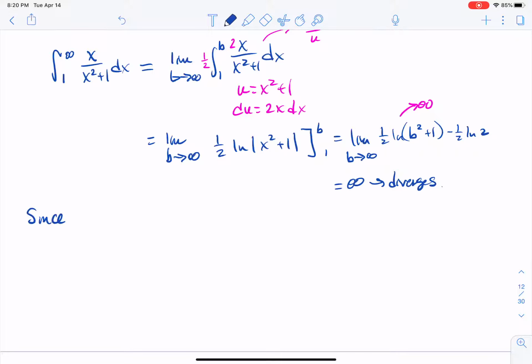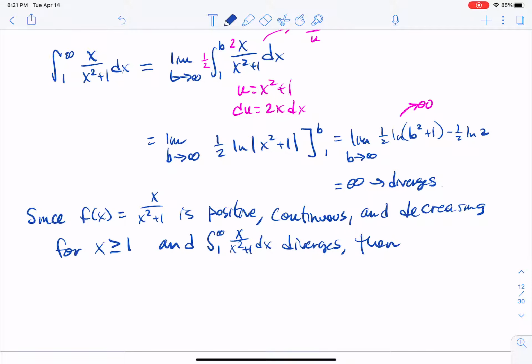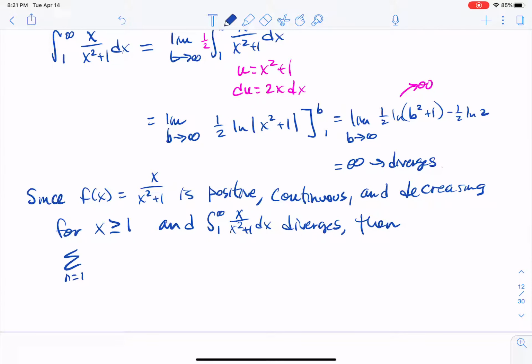Okay, I have to make sure that in my conclusion I point out all of those conditions that worked and then draw the proper conclusion by the integral test. So since f of x equaling x over x squared plus 1 is positive, continuous, and decreasing for x is greater than or equal to 1. Okay, so those were the conditions. And the improper integral from 1 to infinity of x over x squared plus 1 dx diverges. Then our infinite sum, from n equals 1 to infinity of n over n squared plus 1, also diverges by the integral test.